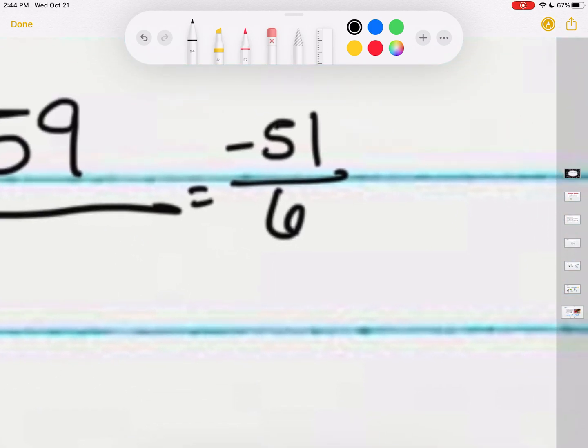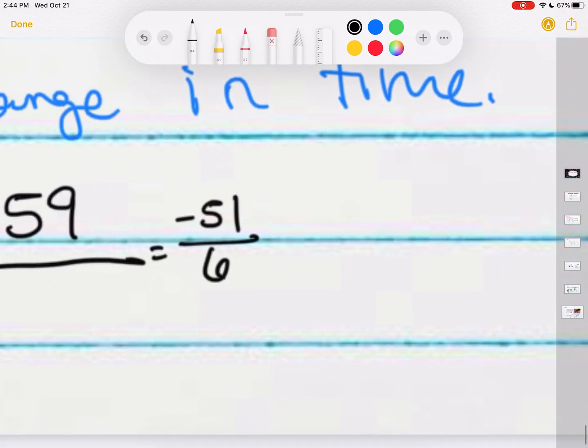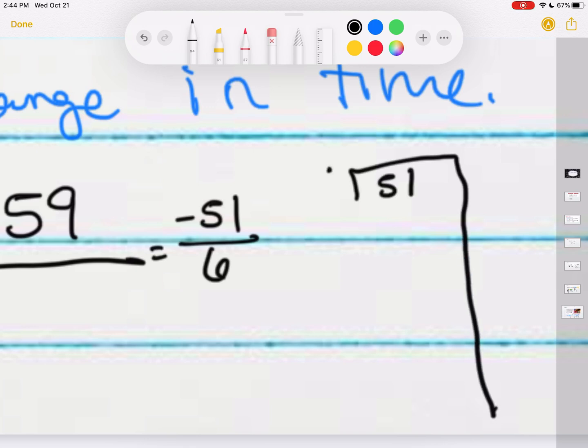Well, what is negative 51 divided by 6? Sounds like another time to use some long division. So again, we're just going to do 51 divided by 6. We'll worry about the negative in a second. How many times does 6 go into 5? Well, no times. So how many times does 6 go into 51? It goes in 8 times. 6 times 8 is 48. And 51 minus 48 is 3.